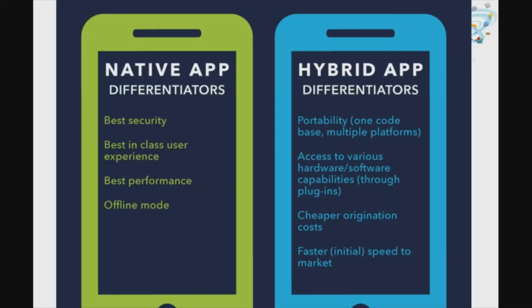Okay, native app, hybrid app, differentiators. Native is best in terms of security, best in class of user experience, as well as performance and offline mode. It can be in offline and online mode. Okay, for hybrid, portability: one code for multiple platforms. Cheaper and faster speed to market.